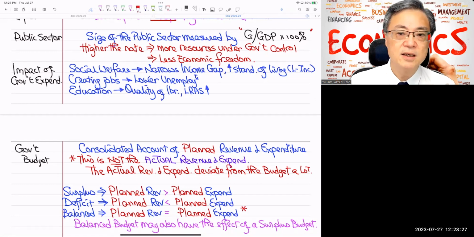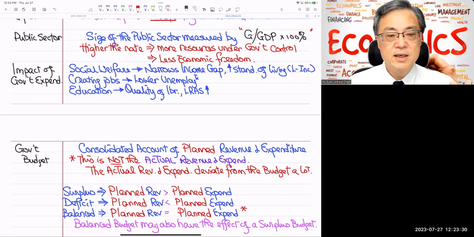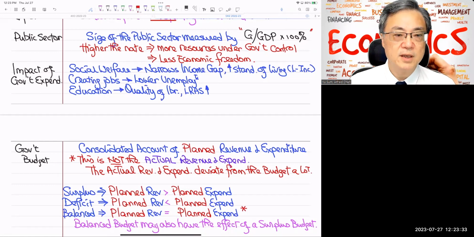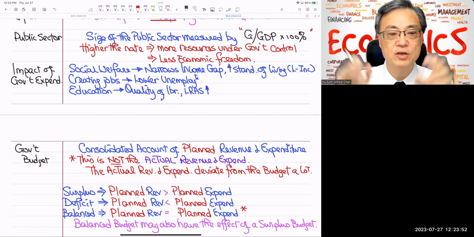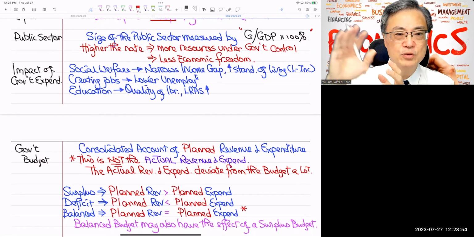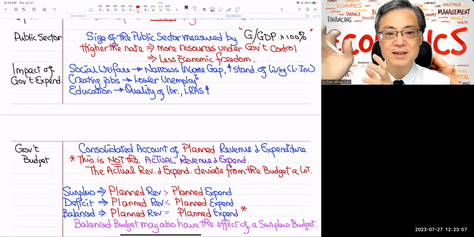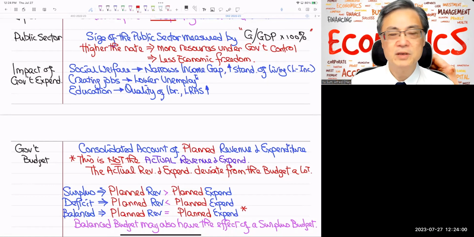Now that means the government has less involvement in the economy. The size of the public sector is significant in the sense that if you have a high rate of involvement, your figure is 23%, 25%, that means more resources are actually under the government's control. So it's going towards a planned economy, a command economy direction. Well, that is not exactly good if you are trying to promote a market economy.